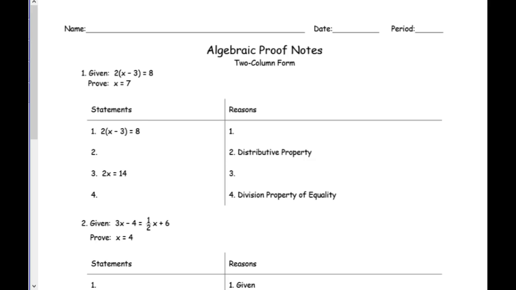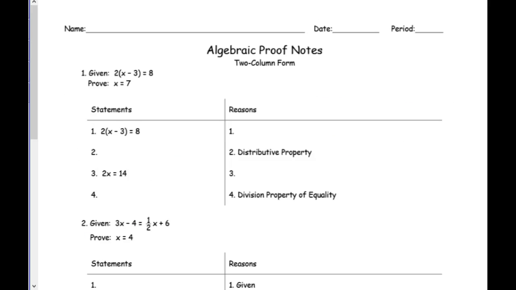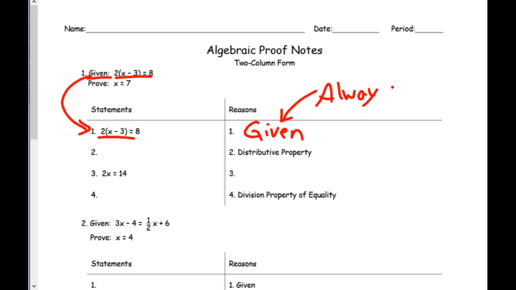Step one is always what? Given. So again, it says it right here. That's your first step. I wrote this right here. And my reason one is given. Always given first. Always. Okay?